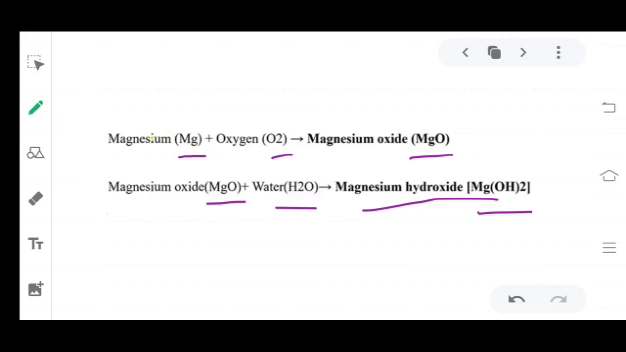How to know whether it is acid or base? We have studied in acids bases lesson. We can check it with the litmus paper. When you dip litmus paper, red litmus turns blue if it is a base.